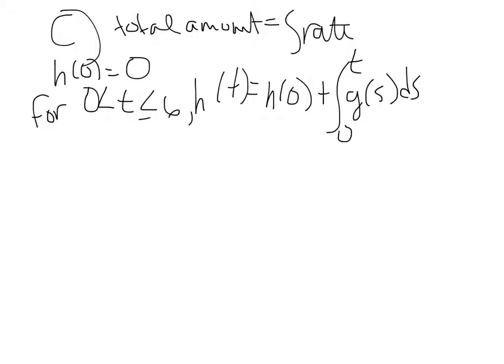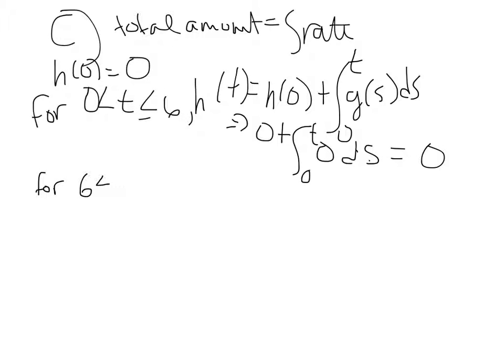ds, so in other words, 0 plus, now from 0 to 6, she's not shoveling anything. So it's 0. That is what the rate is. Oops, not dx, ds. So that's just 0, because it's 0 plus 0. Okay?